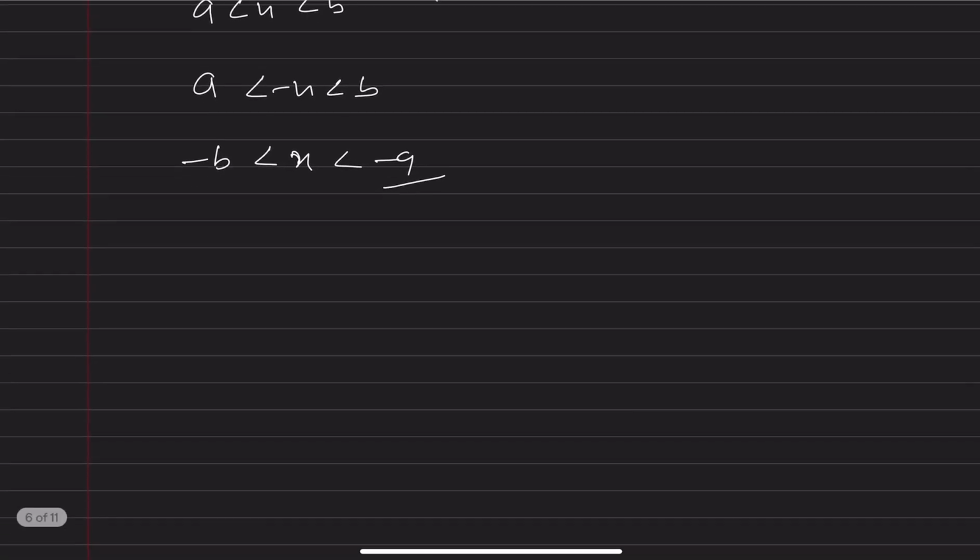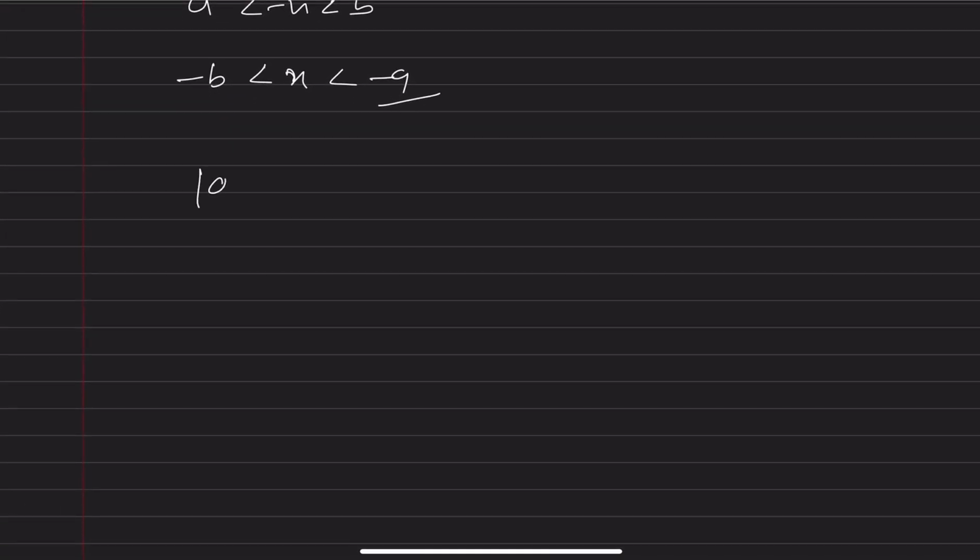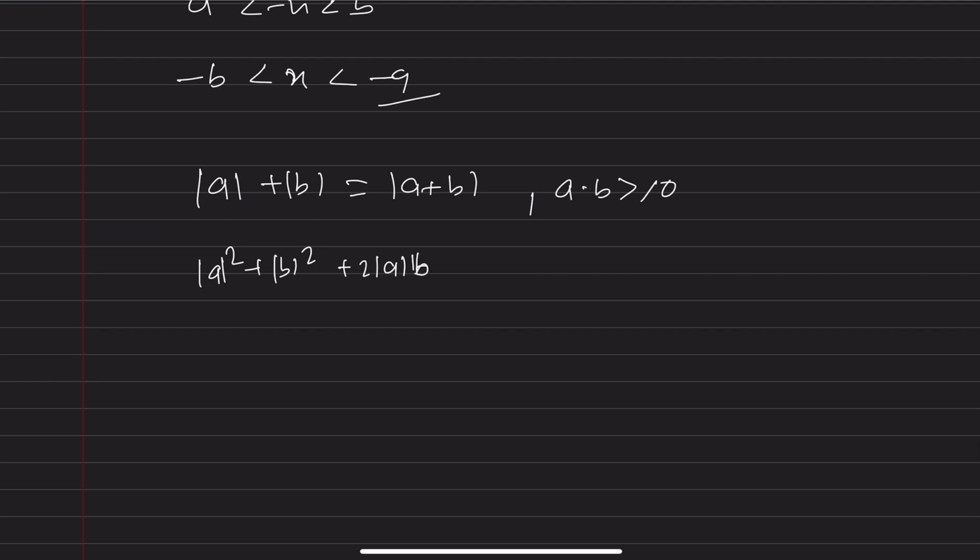And there are two properties I wrote down: mod of a plus mod of b equal to mod of a plus b, when a into b is greater than 0, right? So we have to prove it. How do we prove it? You can see that we'll take the square of both sides. So we obtain here mod of a square plus mod of b square plus 2 mod of a into mod of b, which is equal to a square plus b square plus 2ab, right?